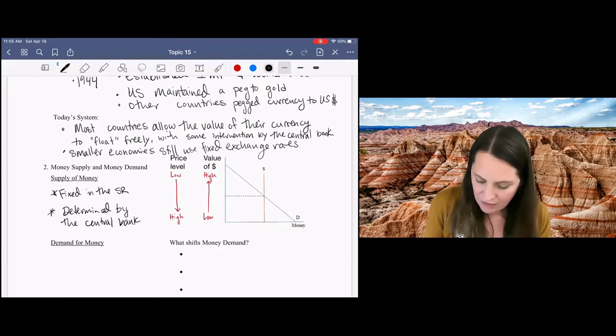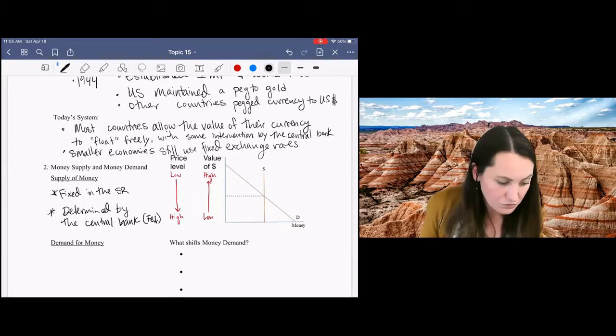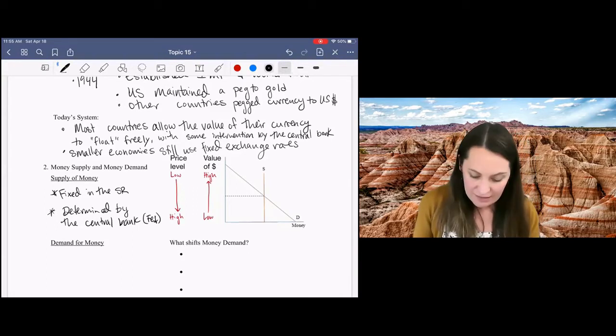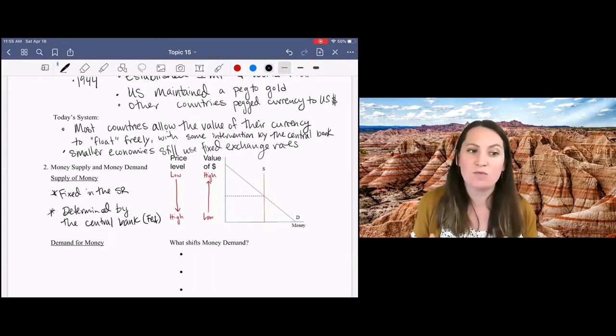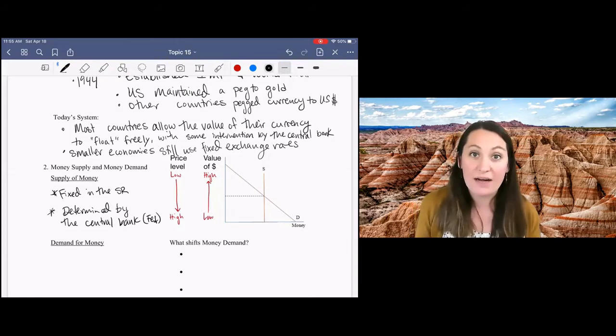In the US, we call the central bank the Fed. And this setting of money supply, the influence over money supply, is what we mean when we say monetary policy.